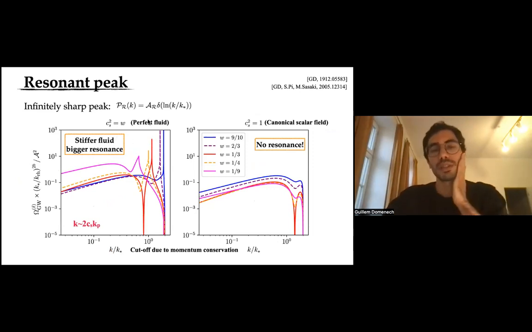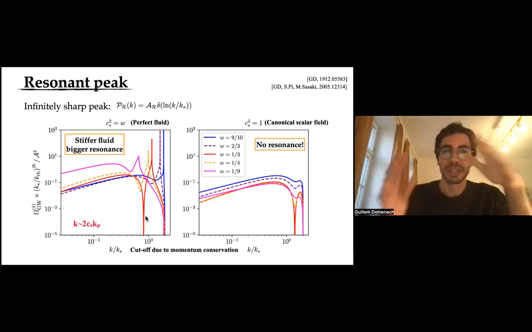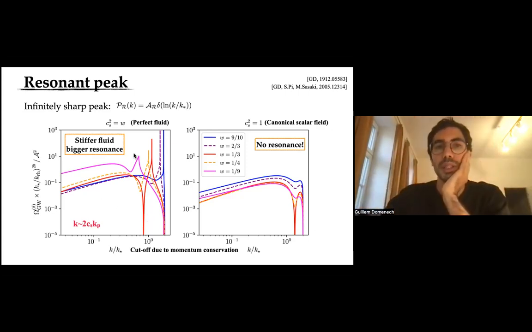But this resonance depends very much on what the content of the universe was when these primordial black holes form and these induced gravitational waves form. You could tell the equation of state apart because, first, the position of the peak will change depending on the value of the propagation speed CS. And also the way it diverges, or grows, depends on the equation of state.